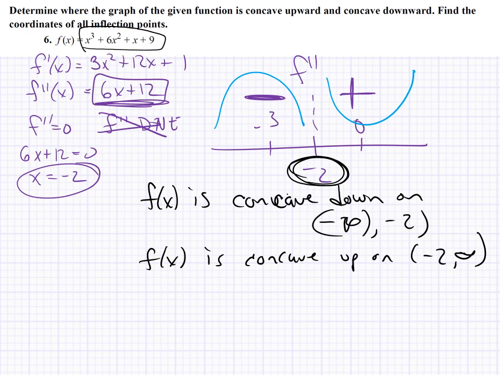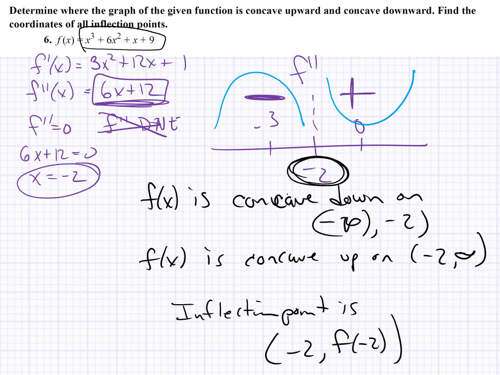So the inflection point, and the only inflection point, is negative 2 comma f of negative 2. You don't actually have to sit here and find f of negative 2. You could. You plug negative 2 in here, here, and here, calculate it. It wouldn't be that bad. But for right now, it's not really necessary. Just tell me how you would find it. You plug it in. That's how you get the y value.